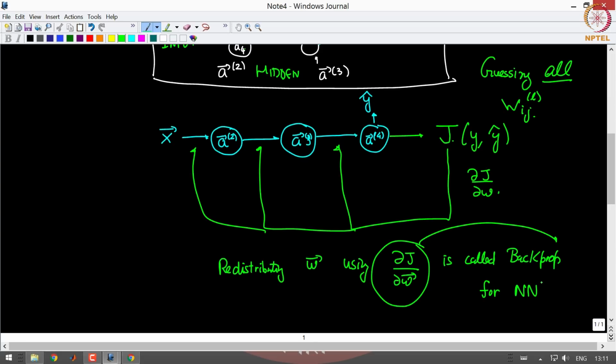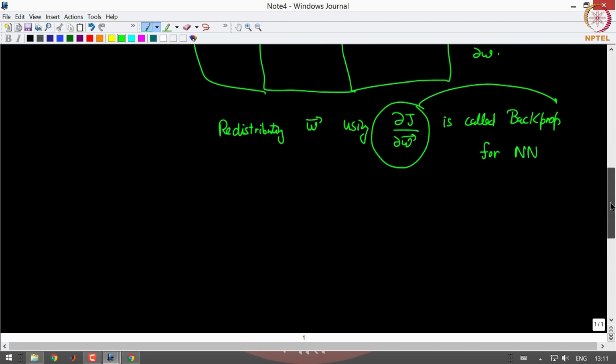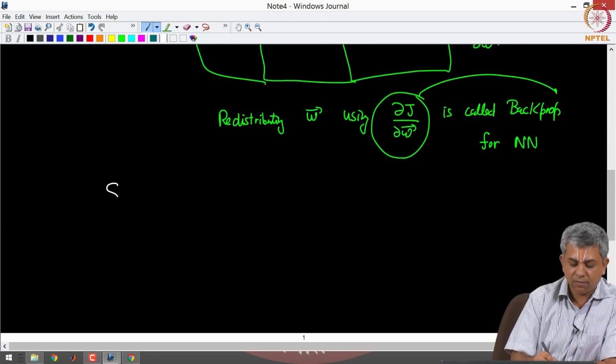Okay. So, whenever you hear back prop, please remember this: all back prop is doing is calculating del j del W. So, what is the big deal in calculating del j del W? Why not do it in a simple way? So, there is a simple method.